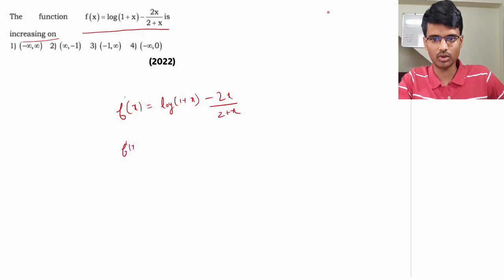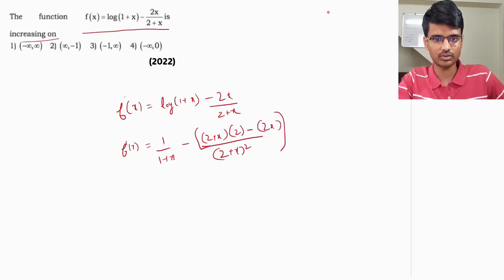Differentiating, what do I get? 1 by 1 plus x minus, here I am applying the quotient rule, 2 plus x whole square, 2 plus x times the differentiation of 2x, which is nothing but 2, minus 2x. On simplifying, what do I get? The 2x gets cancelled. I will be left with 1 by 1 plus x minus 4 by 2 plus x whole square.